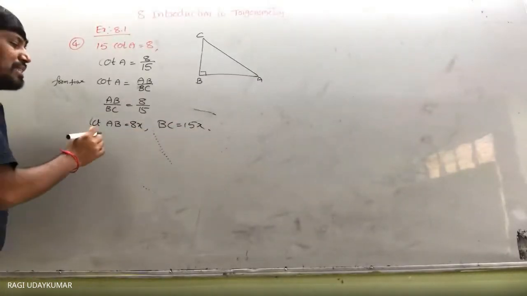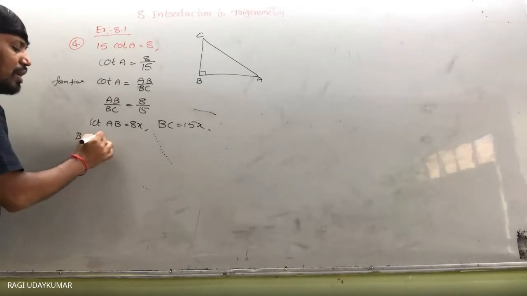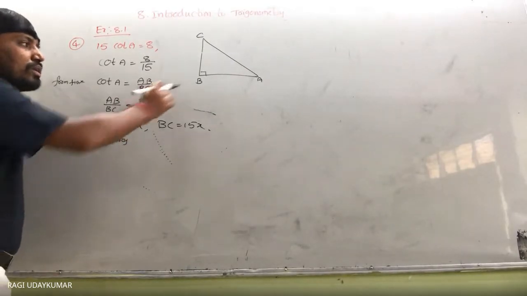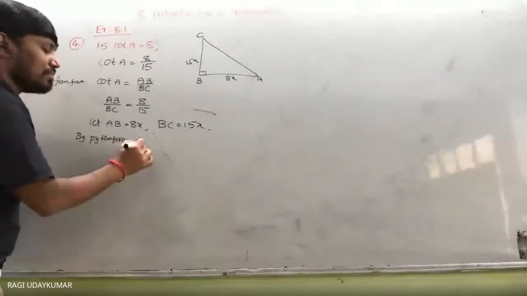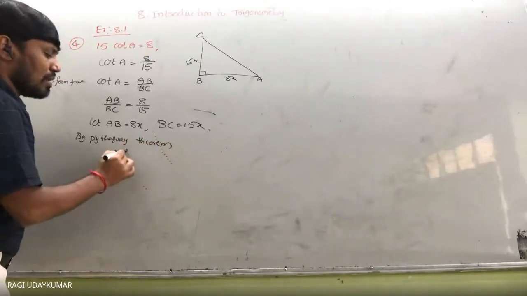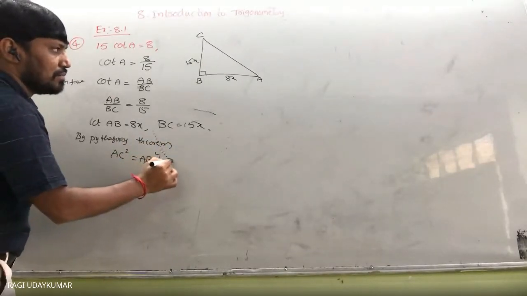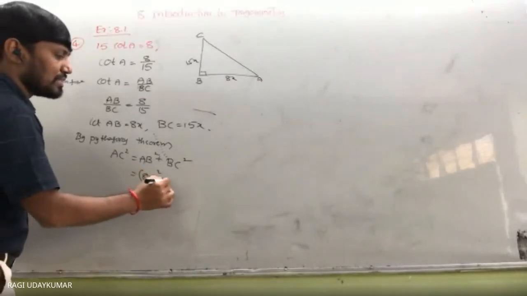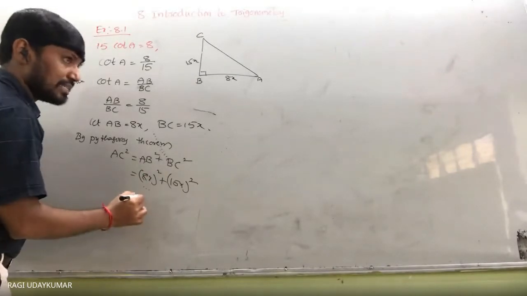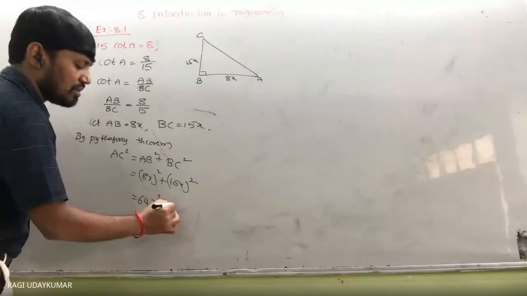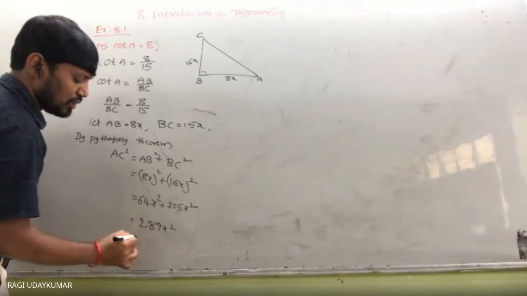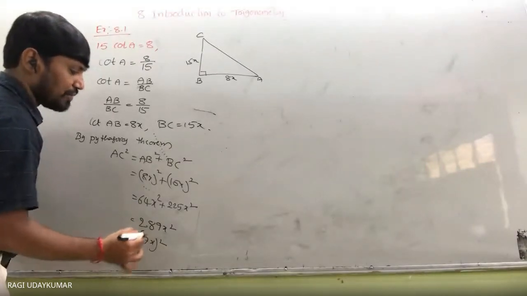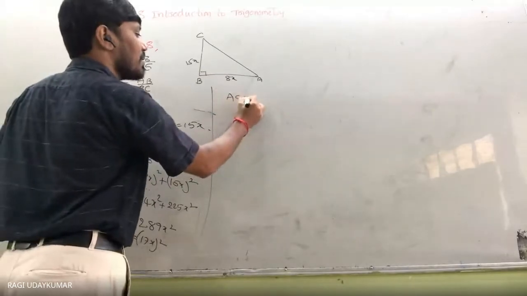Now by the Pythagoras theorem, you have to find out the other ratio. This is 8x, this is 15x, and this you have to find out. By Pythagoras theorem, AC square is equal to AB square plus BC square. So 8x whole square plus 15x whole square. So 64x square plus 225x square, which is equal to 289x square, which is equal to 17x whole square. So from this you get AC equal to 17x.